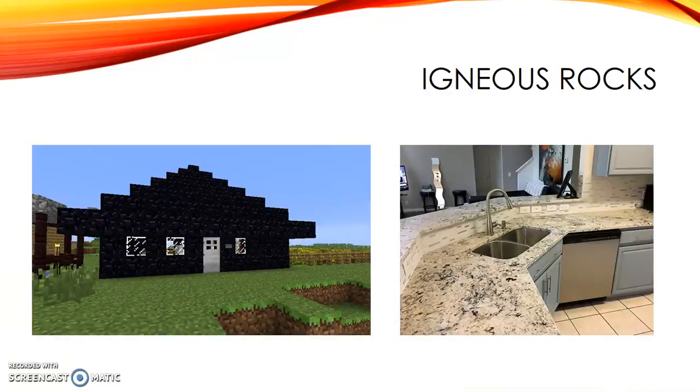So some examples of igneous rocks that you might know or be aware of are obsidian. Obsidian is an extrusive rock, and it's very popular as a building material in the popular game Minecraft. You can see that on the left here. Lots of us have also seen granite countertops in upscale houses. Granite is a great example of an intrusive igneous rock, and you can see that on the right.